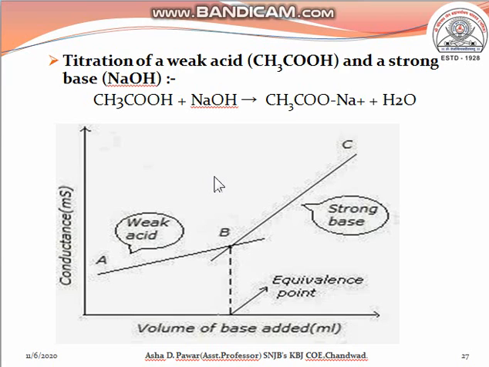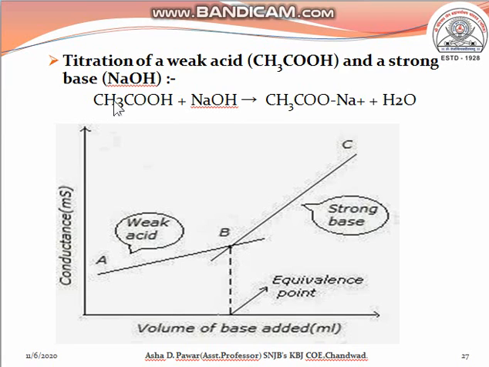Students, today we are going to learn conductometric titration: weak acid with strong base, weak acid with weak base, strong acid with weak base. The first titration we are going to learn is the titration of weak acid with strong base. The common weak acid used is acetic acid, and the strong base is NaOH. Consider that during the titration, NaOH is taken in the burette and acetic acid in a beaker.